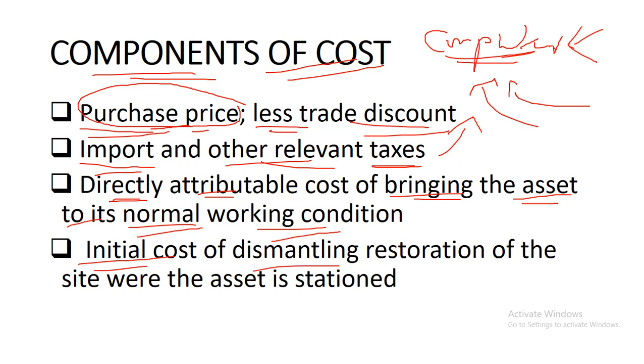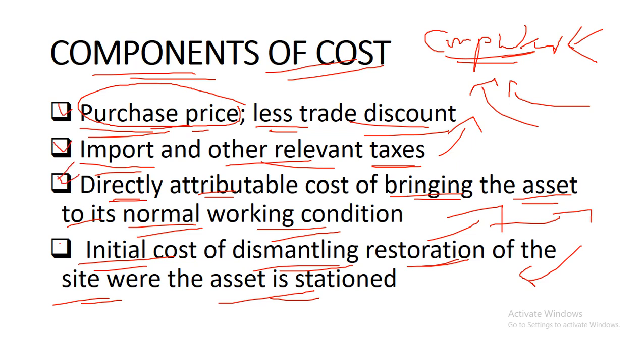Then the initial cost of dismantling and restoring the site where the asset is mounted. This is, for example, maybe an oil well. If they say after 100 years we need to restore the environment where it was stationed to its normal state, then the present value of all those expenditures is supposed to be included as part of the cost. So you should be able to know the elements of the cost so that in an exam, when you're asked to outline the elements of the cost, you can outline them.